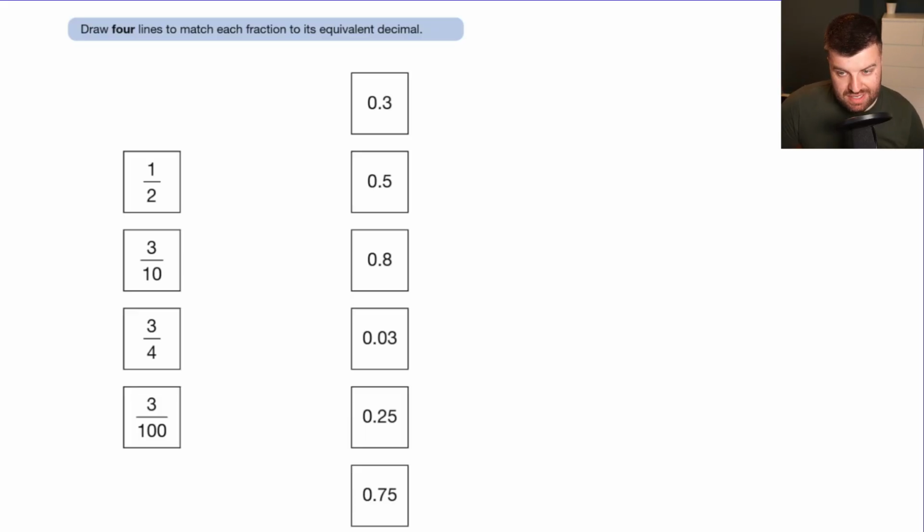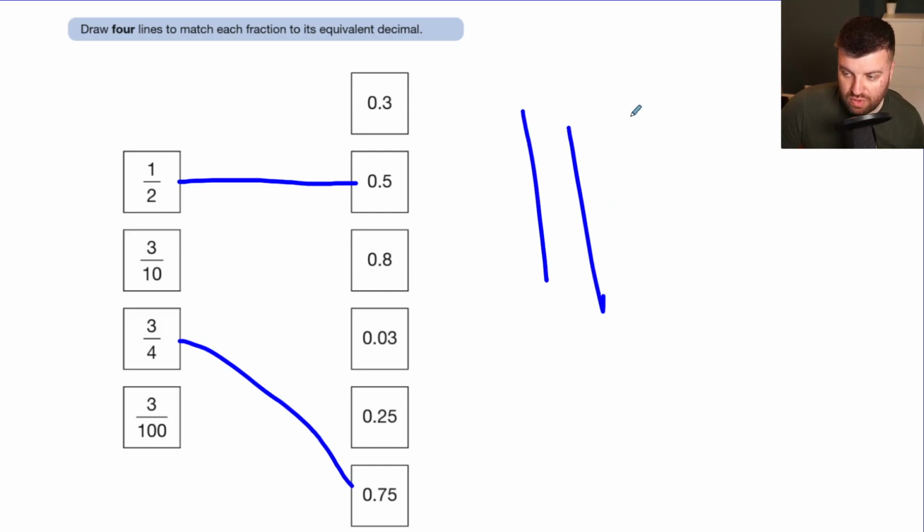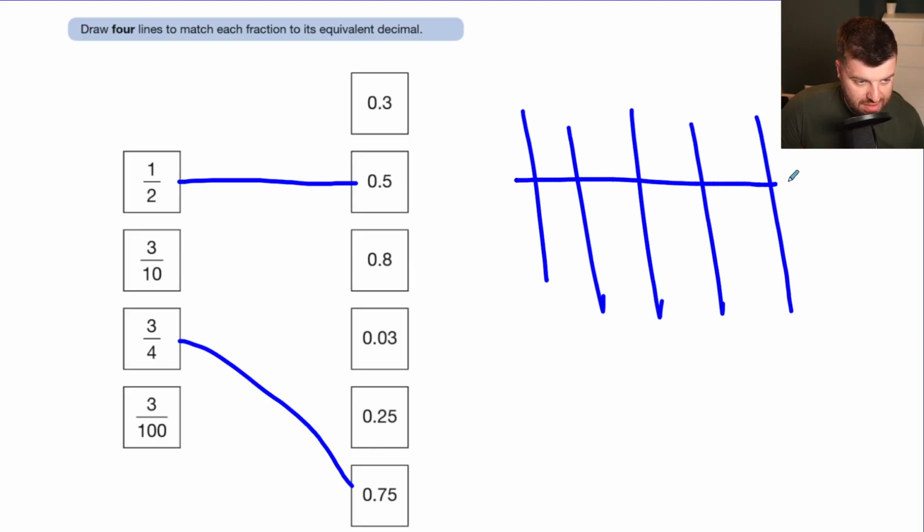Draw 4 lines to match each fraction to its equivalent decimal. Okay, so we just need to know these. I'm going to assume, because I've said it so many times, that we know the ones I've spoken about. 3/4 is 0.75. Now, 3/10. Know your place value grid. Your decimal goes here, and this is where your tenths go.